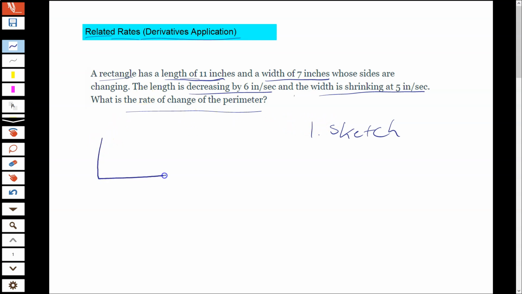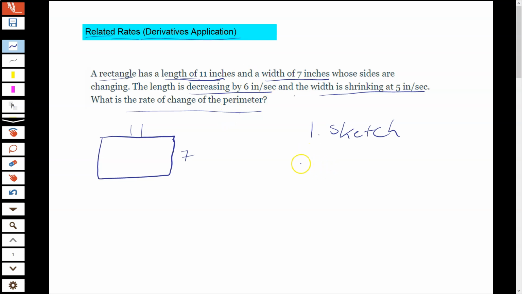My sketch, we can just draw a rectangle. To be honest, we didn't really need to sketch this one because we know what a rectangle is, we know what a perimeter is, but it's a good habit to get into. And we'll go ahead and label our dimensions here. So 11 inches is my long side, 7 inches is the shorter side. And we want to know the rate of change of the perimeter.